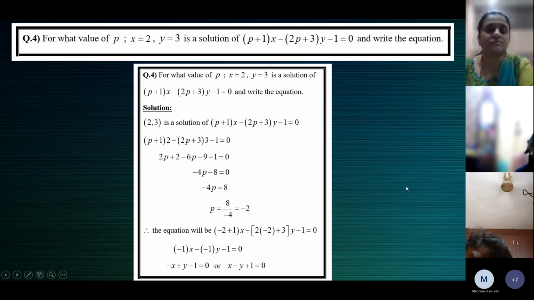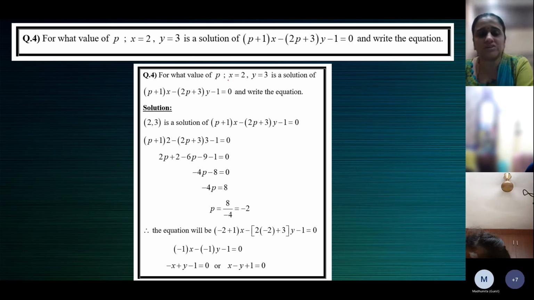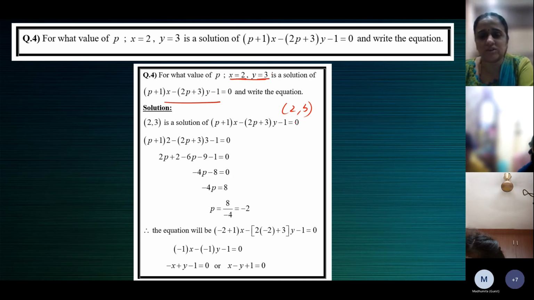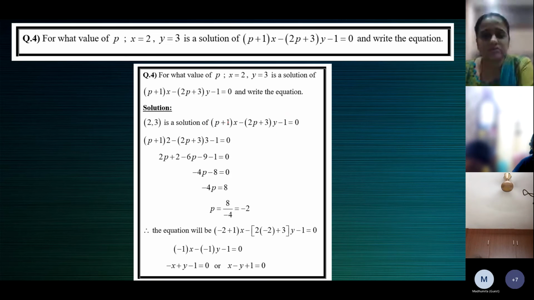Done? Completed. So what is it here? It's given that x is equal to 2 and y is equal to 3 is a solution of this equation. This ordered pair 2, 3, x is 2, y is 3, is a solution of this equation. That means it will satisfy the equation. So in place of x, use 2. In place of y, use 3. Solve and find the value of p.